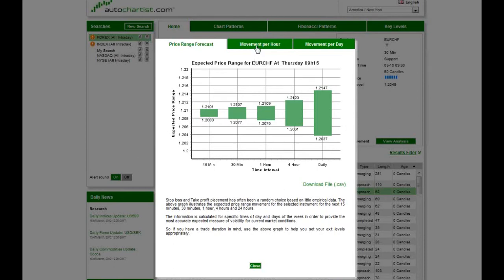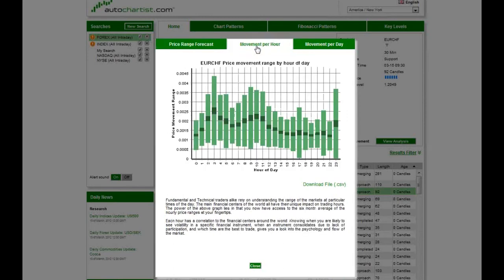Let's look at another little feature of the PowerStats tool, and that's the movement per hour tab. The movement per hour tab is basically a summary of the volatility of the selected instrument over a 24-hour period. So what we can see here very clearly is that I've set my Autochartist to be in America, New York time zone. So all the times you see here are in Eastern Standard Time, New York time. So we can see that Euro Swiss franc trades quite heavily at 3 o'clock in the morning in New York, and again between 9 and 10 New York time.